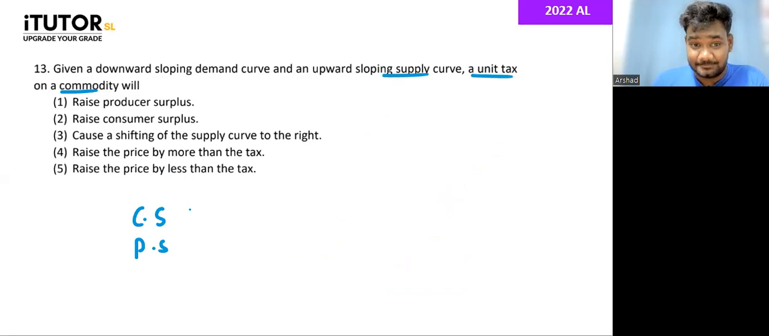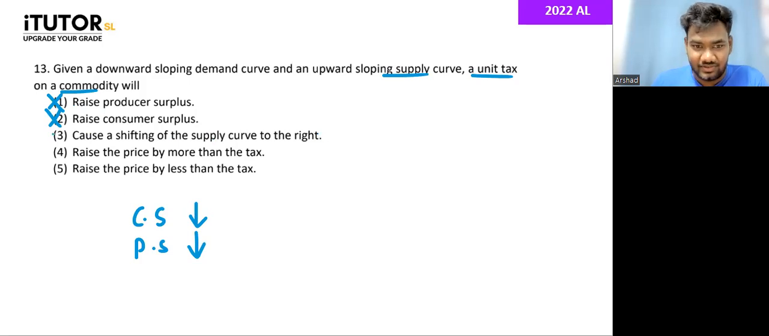Consumer surplus decreases, producer surplus also decreases. Okay, so can I say raise producer surplus? No. Raise consumer surplus? No. Cause a shift of the supply curve to the right? Can I say that?